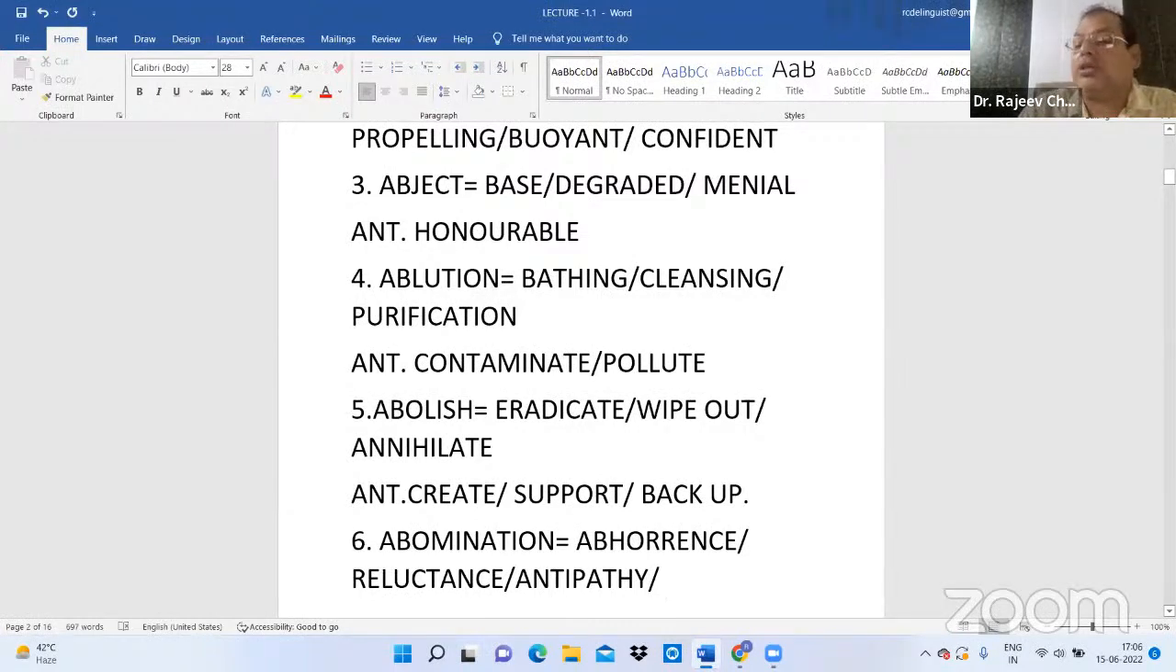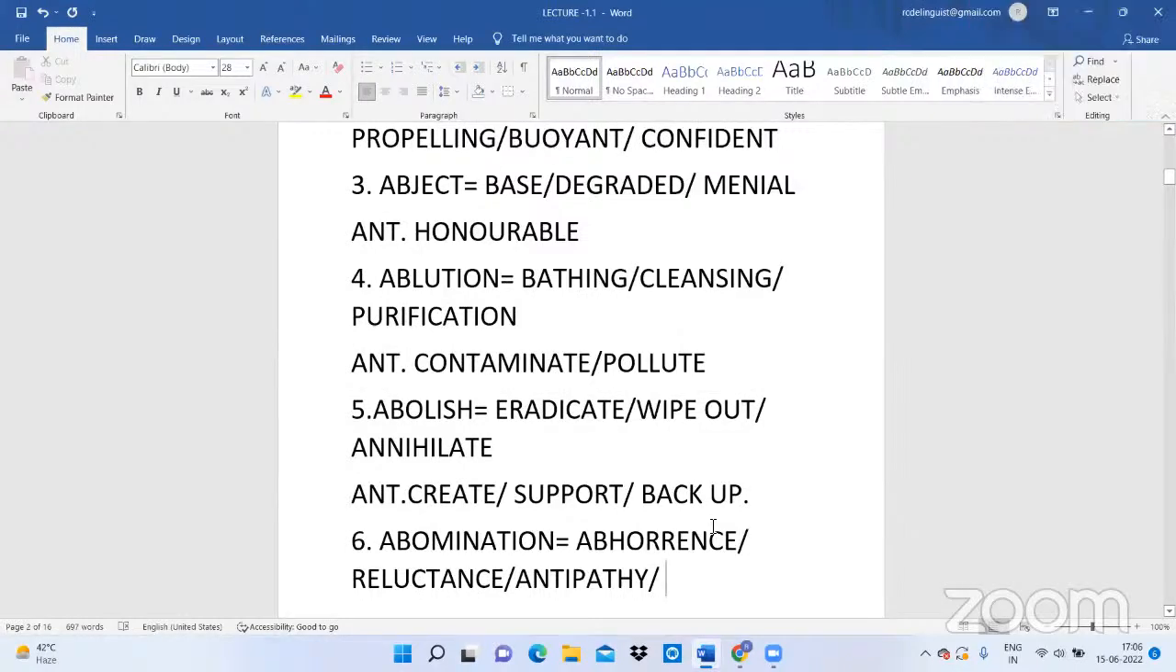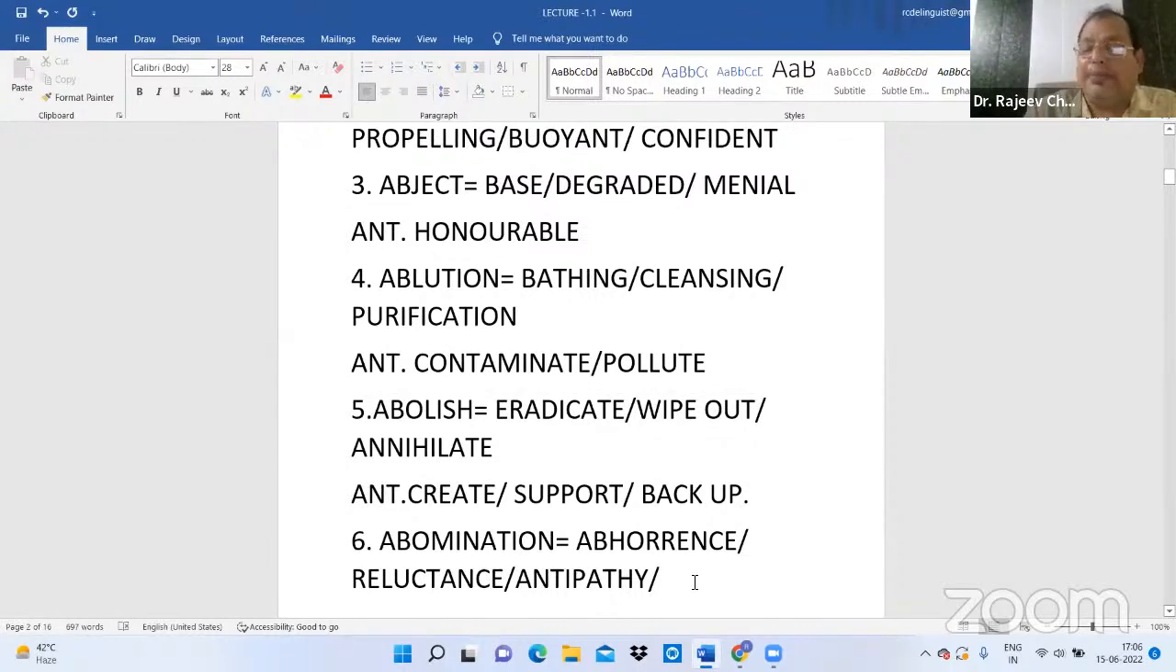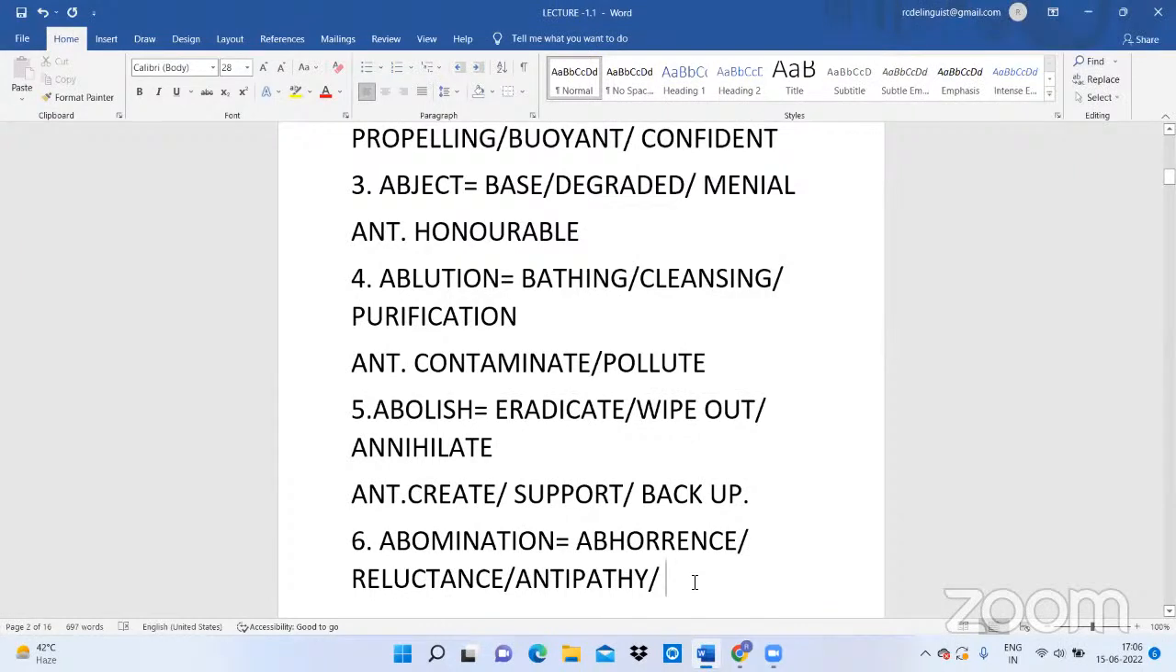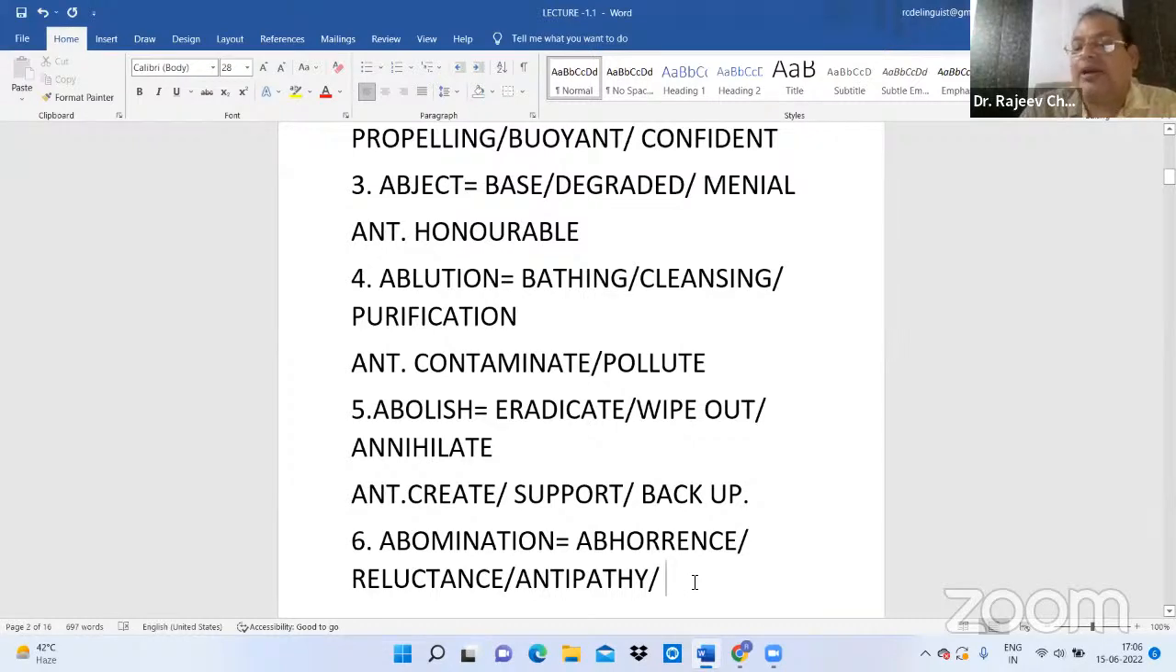So hateful outcry or decry is called what? Abomination. So sir, we can say like this: abominable statements by some of the leaders are condemnable. Yes, very good, very good. Good word, condemnable. Yes, we must condemn abominations of any kind. Okay. Fine. Abomination, have you understood?